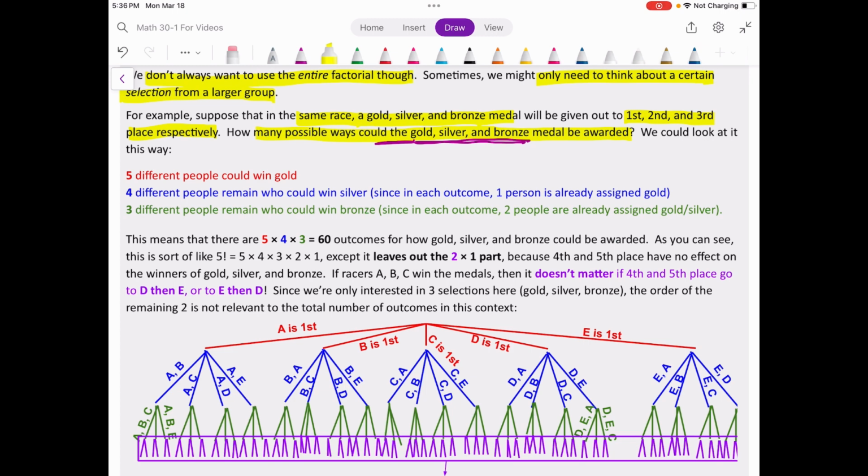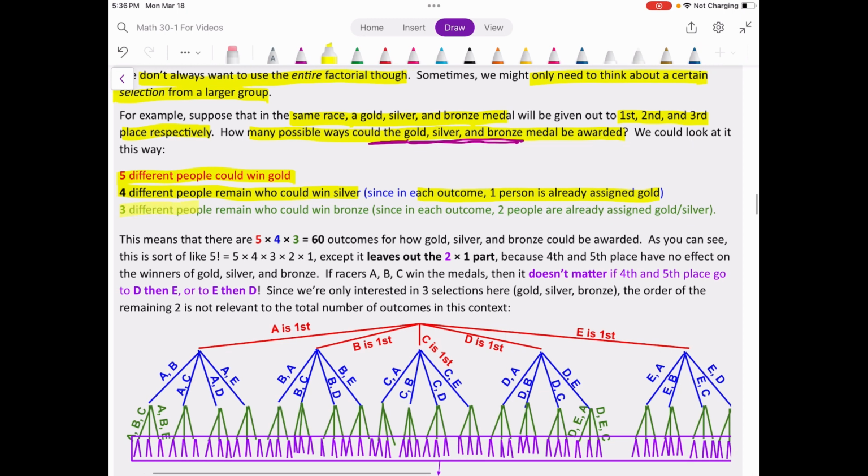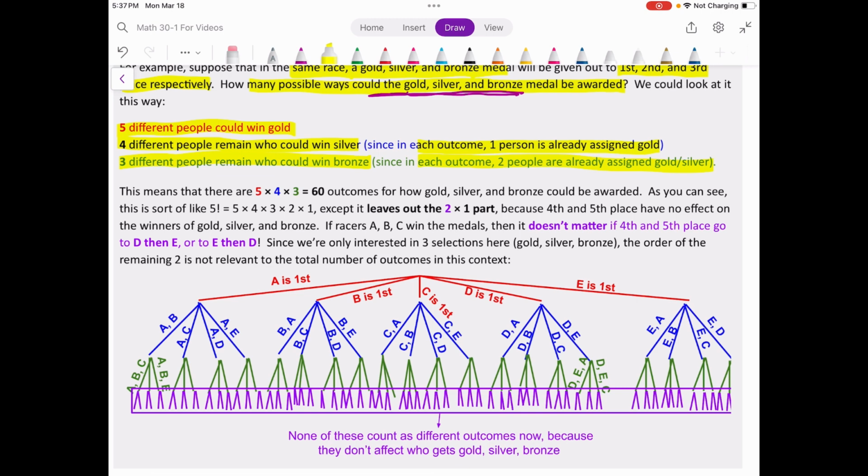So looking at that here, there are 5 different people who could win gold. 4 different people remain who could win silver, because in each outcome, 1 person has already been assigned gold, right? And in each outcome, now there are 3 different people remaining who could win bronze, because in each outcome, 2 people are already assigned with gold and silver, right? And then again, we don't care about who came in 4th and 5th. So all we're saying now is, okay, if A comes in first, there's 4 people who could win the silver. And then for each of those 4 people who won the silver, 3 people are left who could win the bronze, right? Or B could win gold.